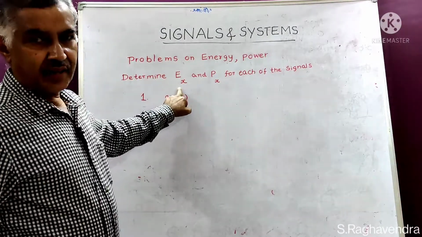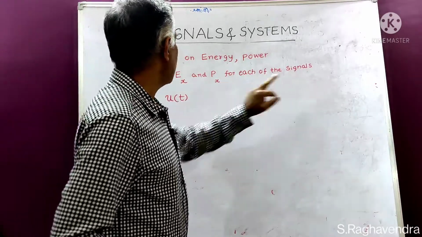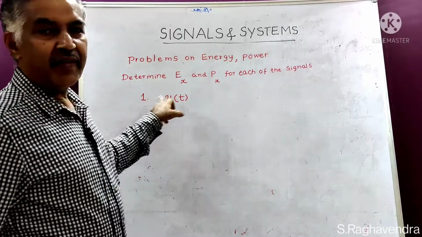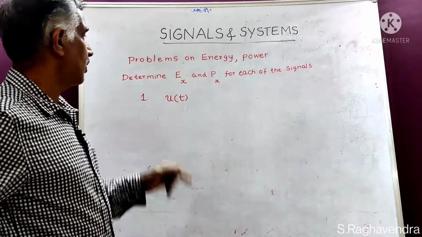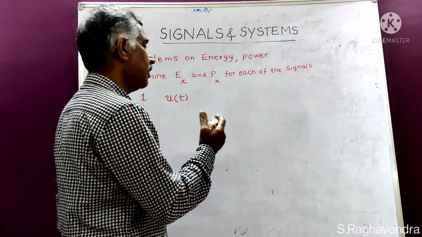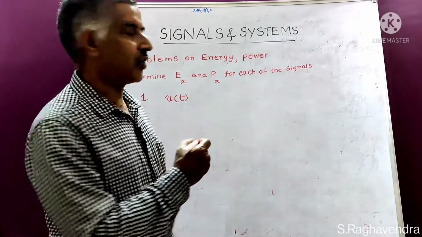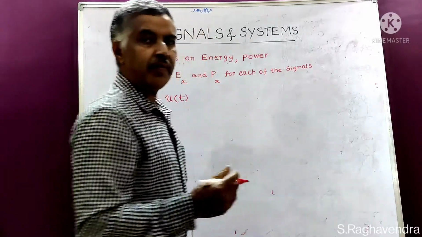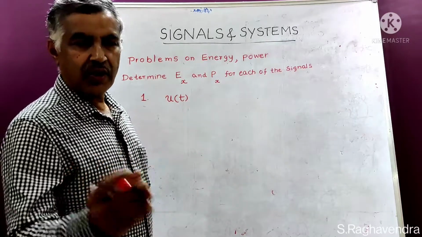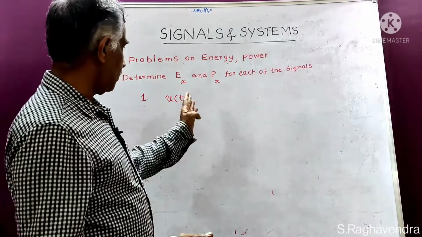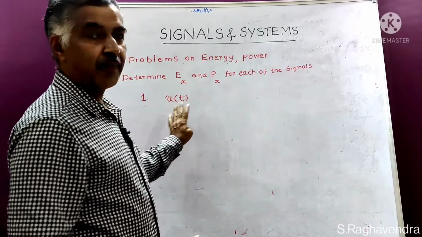Determine Ex, that is energy, and Px, power, for each of the signals one by one. First I will take up the step signal u(t). In my initial classes I have explained what a unit step function is. I would like to remind students to go through video lectures number 1, 2 or 3, where I have dealt with the step function in detail.